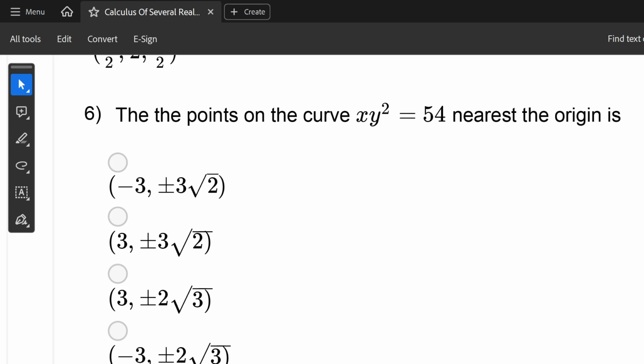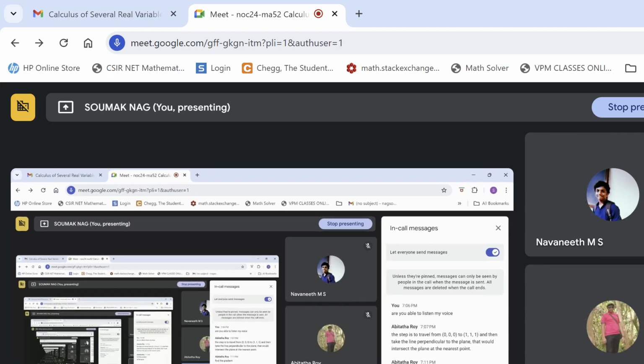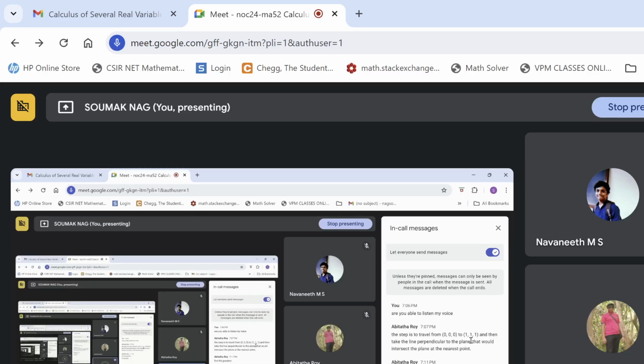The point on this curve nearest to the origin. Same, nearest to the origin. That means 0, 0 nearest. Now, somebody is saying just now that something from 0, 0, 0 I have to draw. I think you are saying using the distance formula. You have to differentiate the distance to get the maximum minimum value, right?